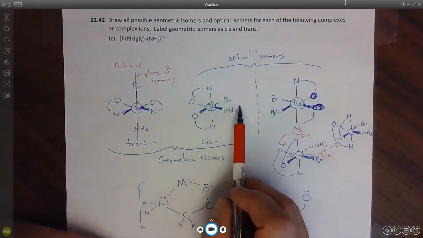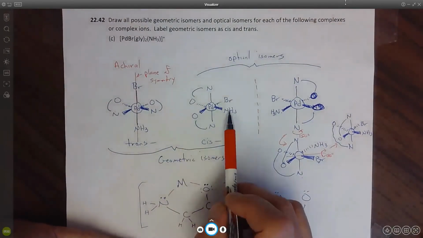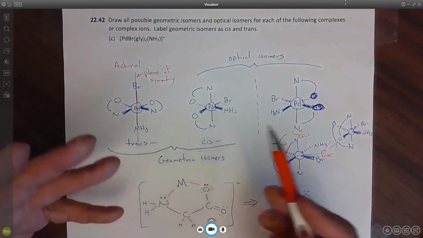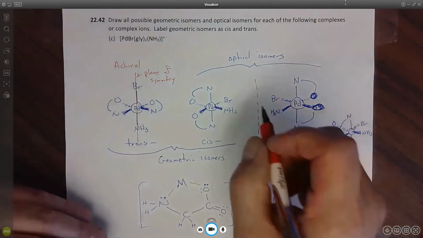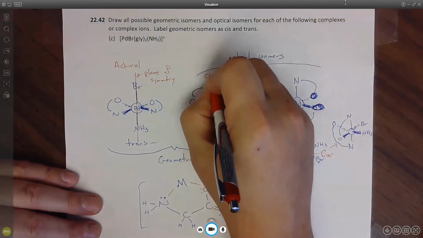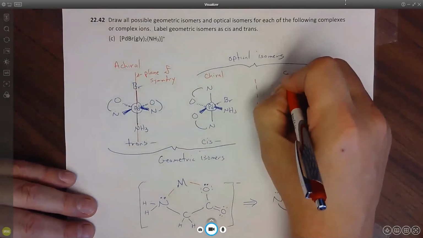In this particular case, we can't go that way because these are different. We couldn't go that way because they're different. Basically, there's no plane of symmetry for this one, and the same thing is going to be true for this guy. So in both of these cases, they would be chiral.